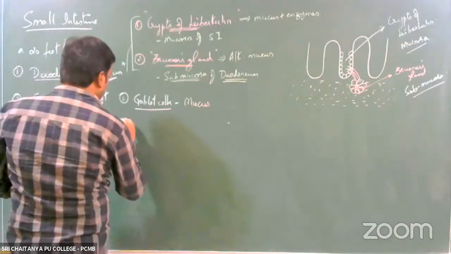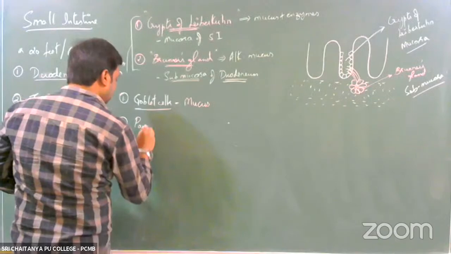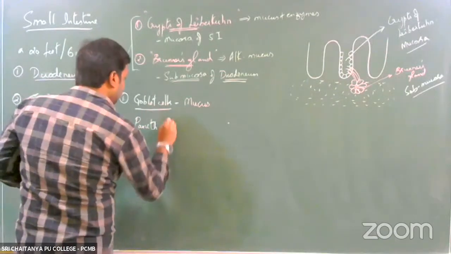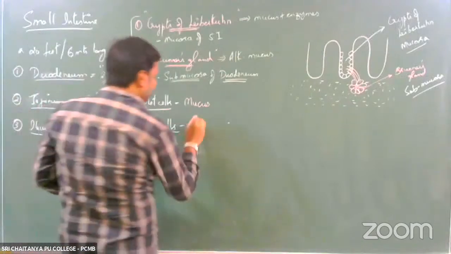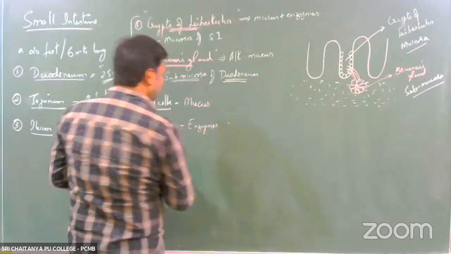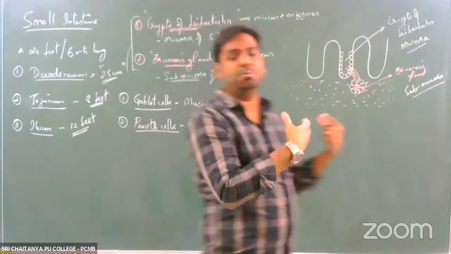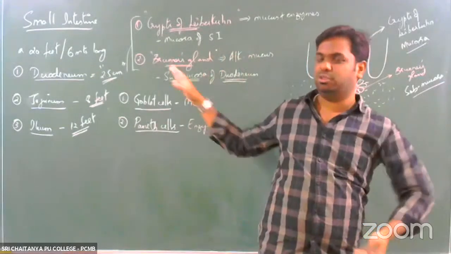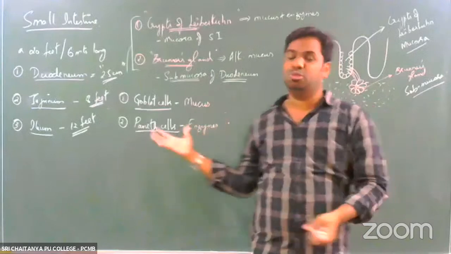The second type of cell is called the Paneth cells. Paneth cells are the ones which are responsible for the secretion of enzymes. There are different enzymes which are secreted by the Paneth cells. We'll take up the composition of the intestinal juice a little later. So there are different types of enzymes which are being secreted.